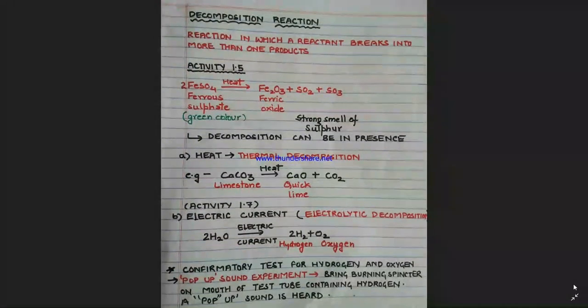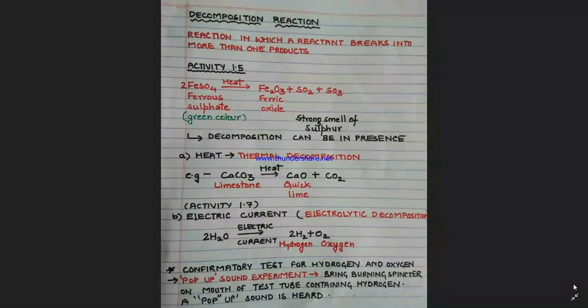As the word itself says, decompose means to break down or to dissociate. So how can we define this reaction? A reaction in which a reactant breaks into more than one product is called a decomposition reaction. We can also define it as a reaction in which a single compound breaks down to give two or more simpler substances. So both ways we can define decomposition reaction.